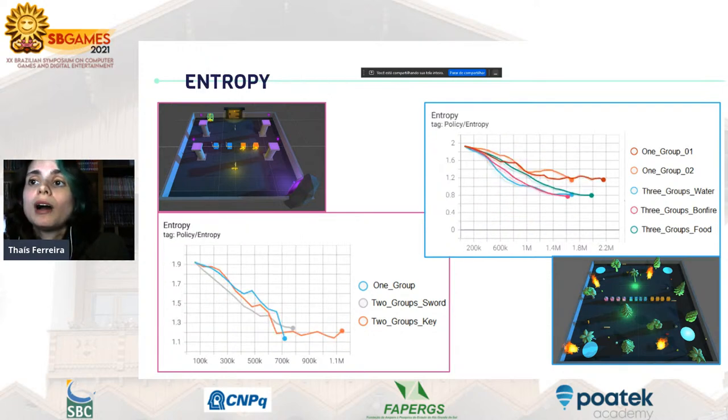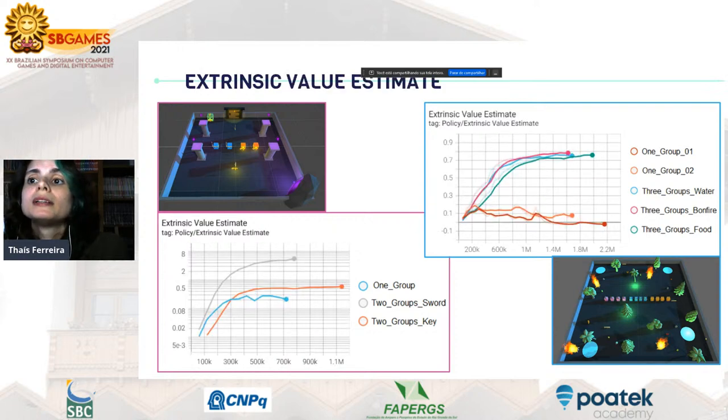The entropy means how random the decisions of the model are, and it is expected to slowly decrease during a successful training process. About the dungeon escape environment, there is not much difference between the two scenarios. About the survival environment, the entropy values for the distributed knowledge scenario indicate that the groups are learning faster and make fewer random decisions. The value estimate corresponds to how much future reward the agent predicts itself receiving at any given point.